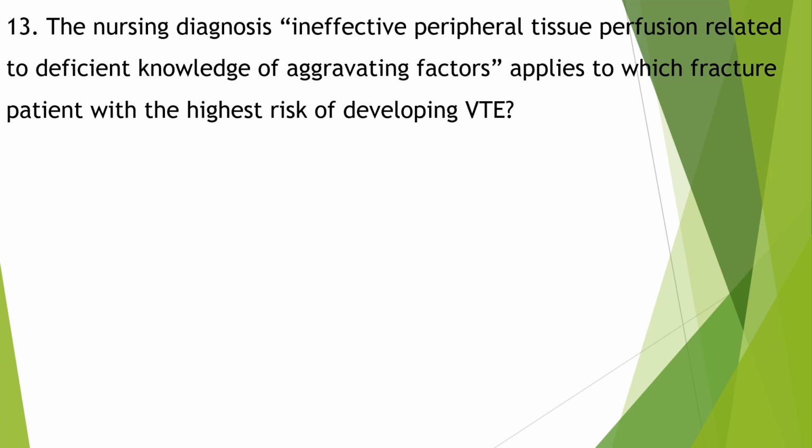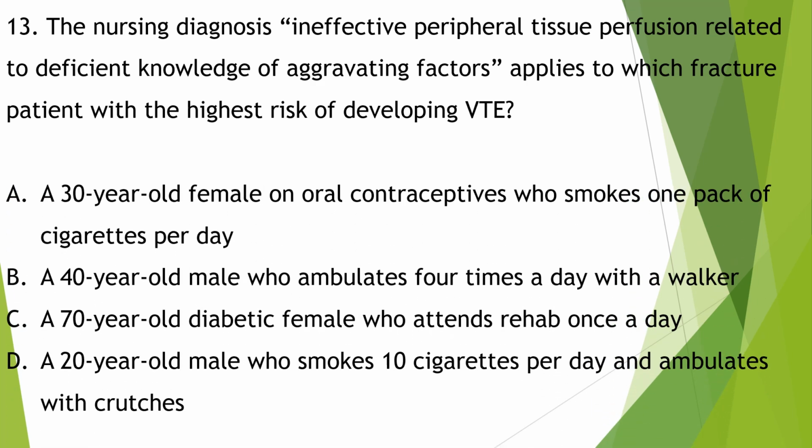The nursing diagnosis, ineffective peripheral tissue perfusion related to deficient knowledge of aggravating factors applies to which fracture patient with the highest risk of developing venous thromboemboli. A 30-year-old female on oral contraceptives who smokes 1 pack of cigarettes per day, a 40-year-old male who ambulates 4 times a day with a walker, a 70-year-old diabetic female who attends rehab once a day, a 20-year-old male who smokes 10 cigarettes per day and ambulates with crutches.